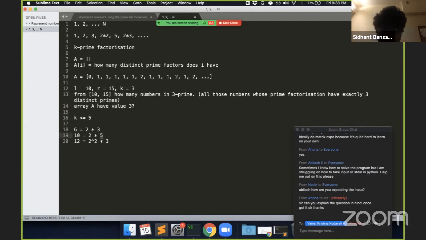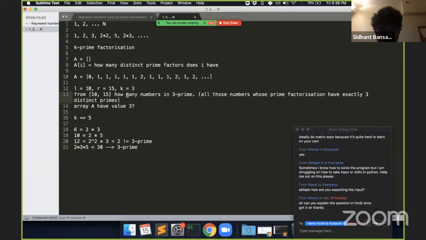In this example, 12 has only 2 prime factors, so it is not 3-prime. But 10 is also not 3-prime. Let's take an example: 2 into 3 into 5, which is 30. 30 is actually 3-prime because its prime factorization is 2 into 3 into 5, three distinct primes. Cool.